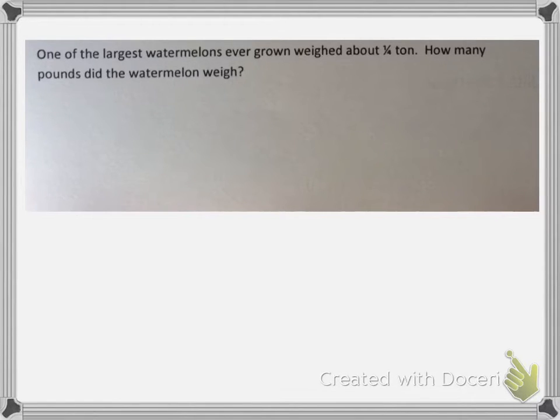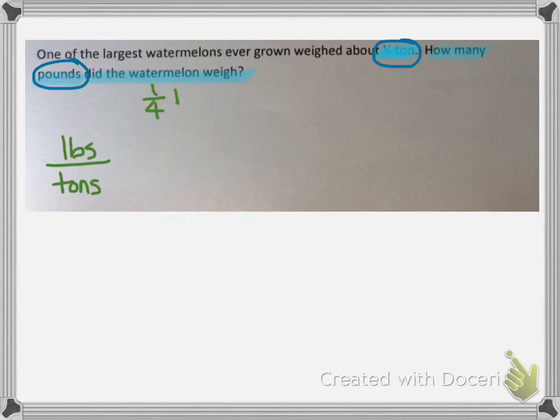One of the largest watermelons ever grown weighed about 1/4 of a ton. How many pounds did the watermelon weigh? Okay, so most important, we have 1/4 of a ton, and we want to know how many pounds. So word ratio, what am I using here? I'm using pounds and tons.